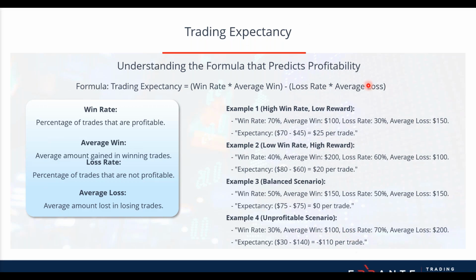So these examples visually compare these scenarios, demonstrating how the variations in win rates and average wins and losses impact trading expectancy. To sum up, trading expectancy is a critical tool for evaluating your forex trading strategy, and a positive expectancy suggests a potentially profitable approach, while a negative one signals the need for revision. Understanding and applying this concept is key to developing a successful trading strategy in the forex market.